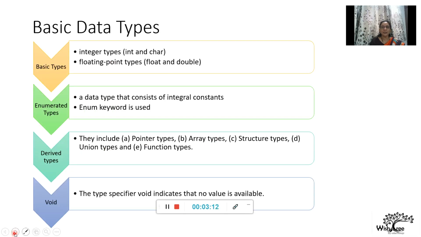Okay. Now let me quickly glance at the data types that are supported. The first one is the basic types, which includes integer and floating point types. Integer, we have int and char. Char is basically used for character type of data, which is of 1 byte. Int is for integers or whole numbers, which is of 2 bytes or 4 bytes, depends again on the architecture. Then we have floating point types like float and double, okay, which is used for fractional numbers.